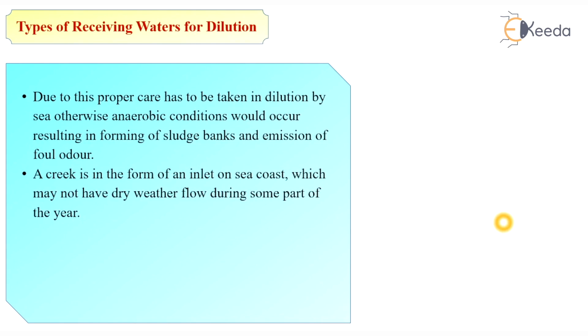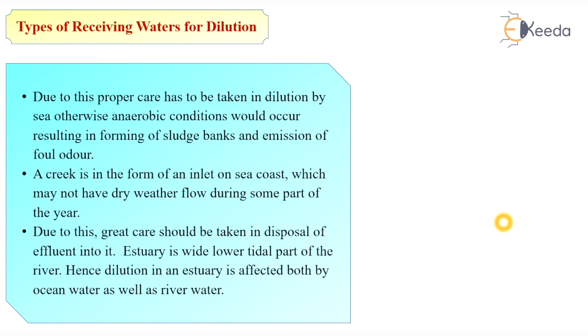A creek is in the form of an inlet on the sea coast which may not have dry weather flow during some part of the year. Due to this, great care should be taken in disposal of effluent into it. The estuary is the wide lower tidal part of the river. Hence, dilution in an estuary is affected both by ocean water as well as the river water.